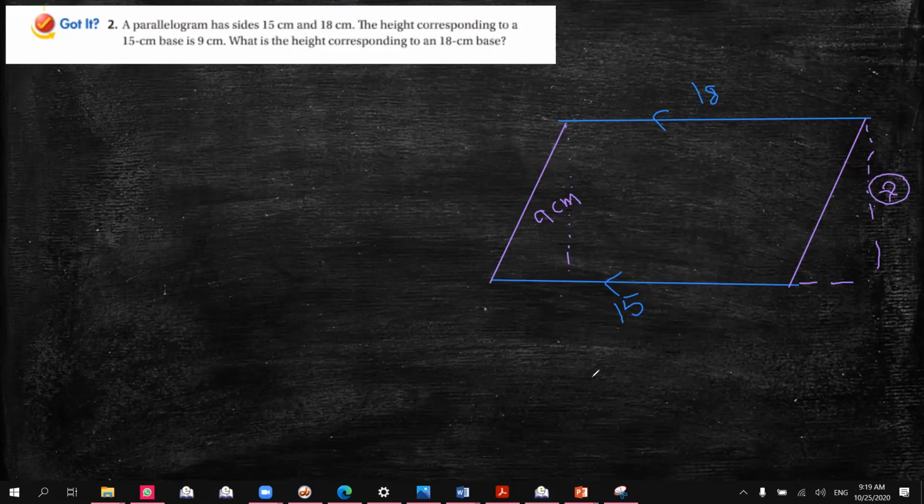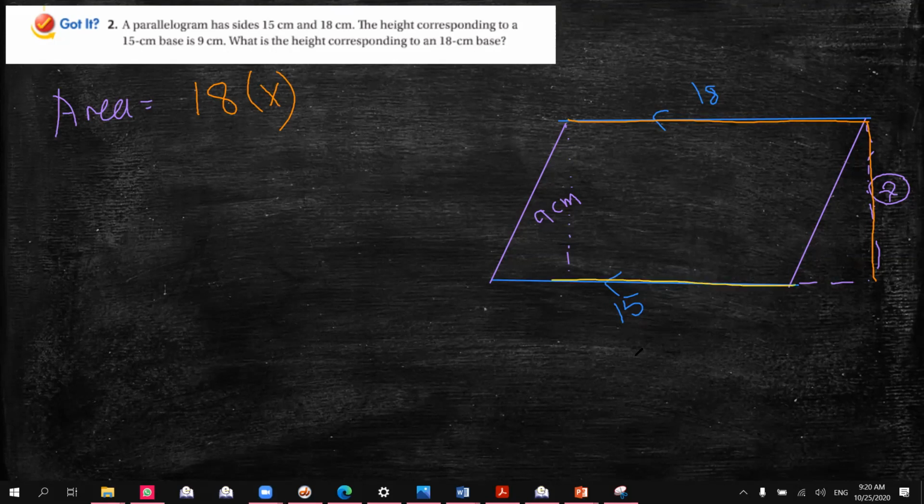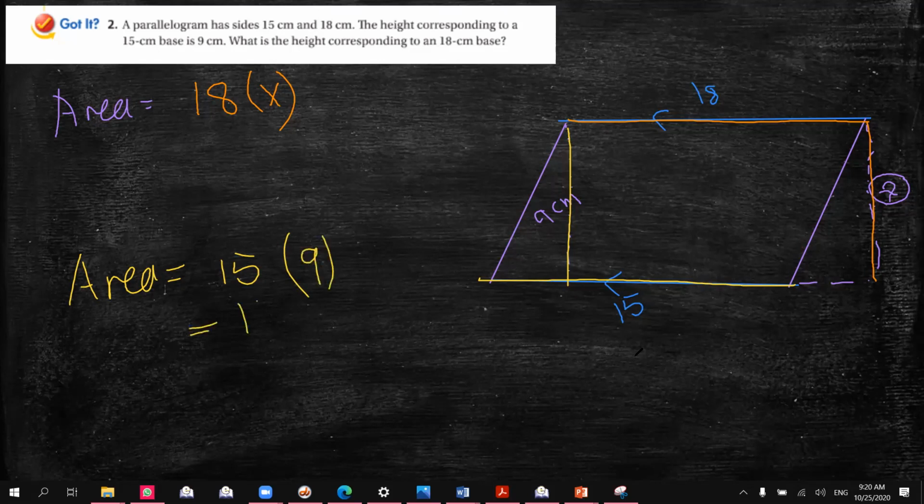So if I want to find the area of the parallelogram with this base and this height, you can say it is 18 times X. And if you want to find its area using this base with this height, you will tell me, teacher, the area is 15, where it is the base, times 9, which is 135 centimeters squared.